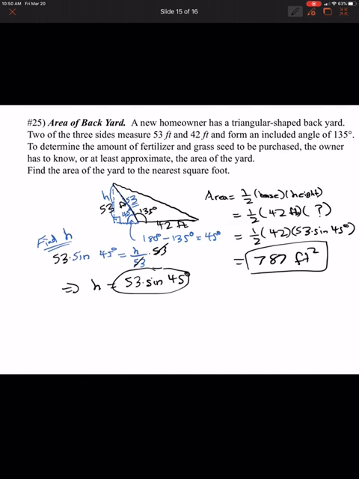So we found the area of the triangle-shaped backyard. We need to buy enough fertilizer to cover that, so about 800 square feet of the backyard. Again, that's an application of area, and we're using a little bit of geometry and trig to find that.